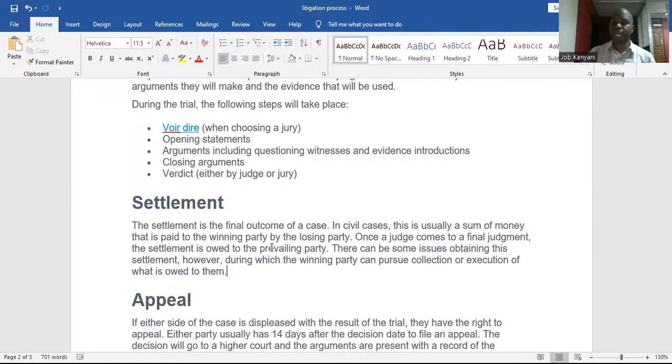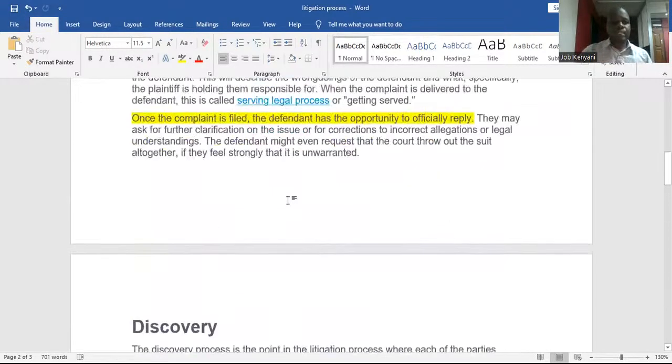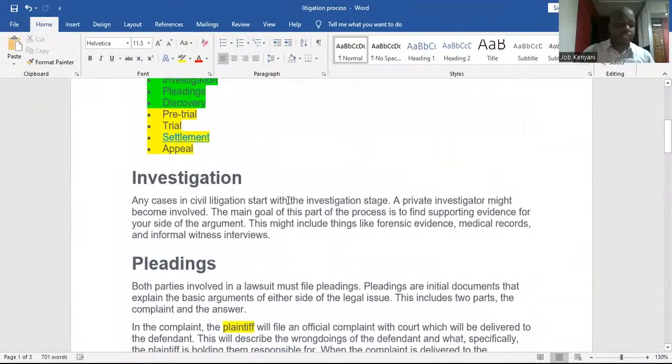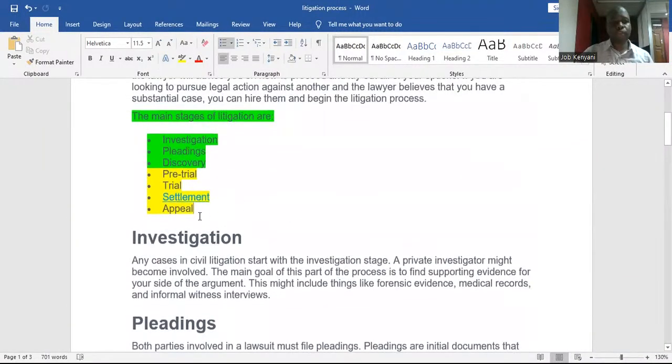So you can be able to appeal at the Court of Appeal. So these are basically the stages that will likely be involved. All of them are likely to be applied in a common law or adversarial judicial process.